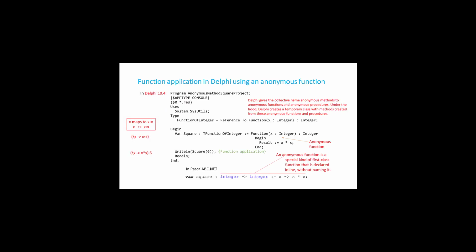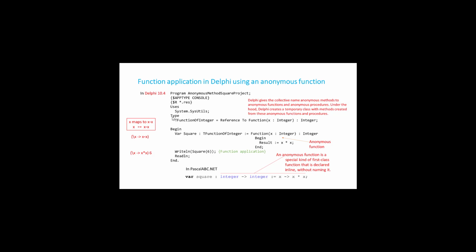Let's now switch focus to anonymous functions in Delphi. Here is a program that I have already prepared and given the name anonymous method square project 2. This is the Pascal ABC.NET program which I demonstrated in the previous slide, and you recall that this expression here represented a particular function type, integer to integer. So I've got to replicate this type in Delphi.